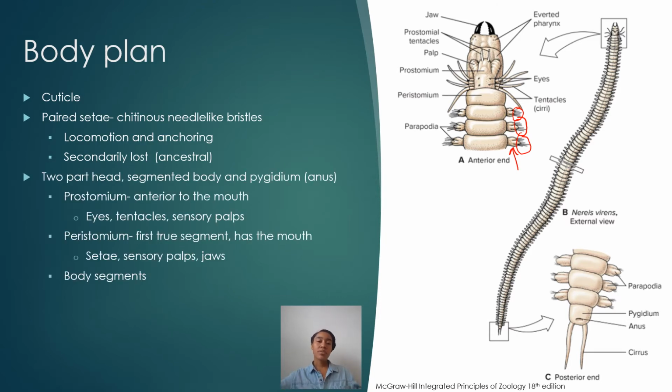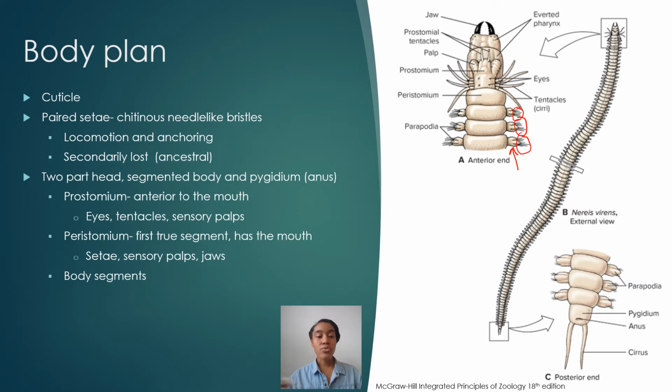The annelid body plan has a couple of different segments. They have a head, and the head has two parts. And then they have their body, which is segmented all the way down until you get to the pygidium, and the pygidium has the anus. So let's begin at the head. The head, as I mentioned, has two parts.